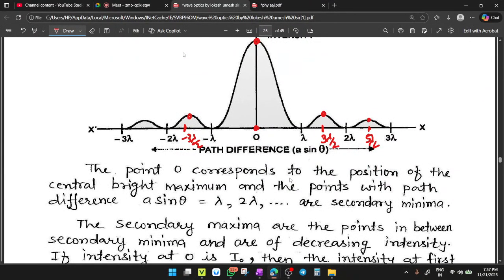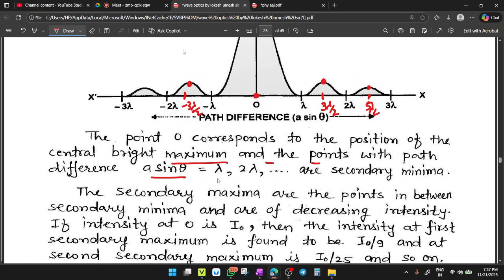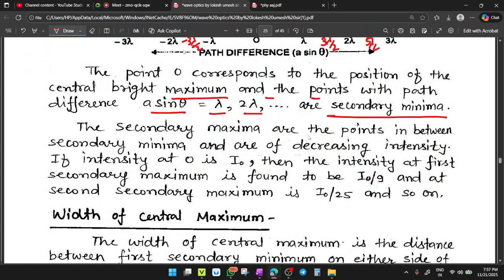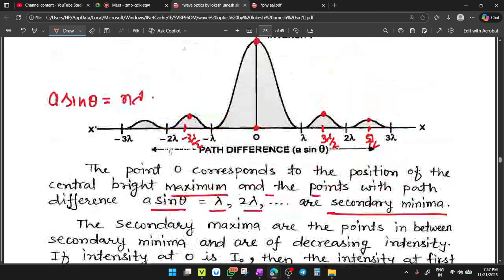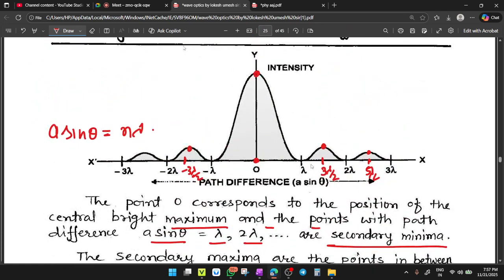Okay, the point O corresponds to the position of the central bright maximum, and the points with path difference a sine theta equal to lambda, 2 lambda are the secondary minima. I just said whenever a sine theta, your path difference, equals n lambda, you will have your secondary minima. Clear? The secondary maxima are the points in between the secondary minima, between two secondary minima. Check here, where are the secondary minima? Lambda and 2 lambda are secondary minima, and between them there is your secondary maxima at 3 lambda by 2.